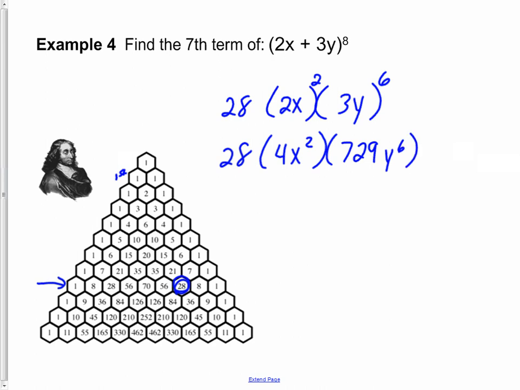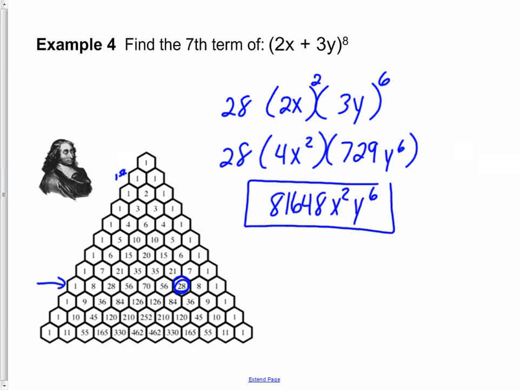Okay, so 28 times 4 times 729, 81648, x squared, y to the 6th. So that is the binomial expansion of 2x plus 3y to the 8th power.